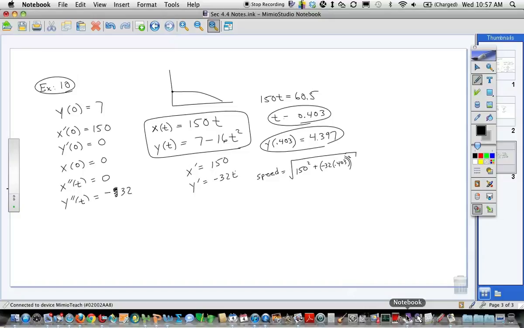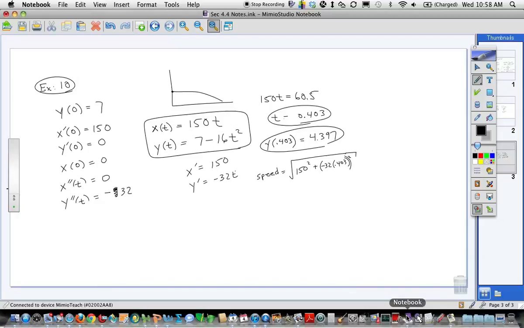What was the other one? Oh, where does it land? How would you find out where it lands? Devin, you would set y equal to 0 because that's when it hits the ground, when its vertical position is 0. So we would take this equation, set it equal to 0.